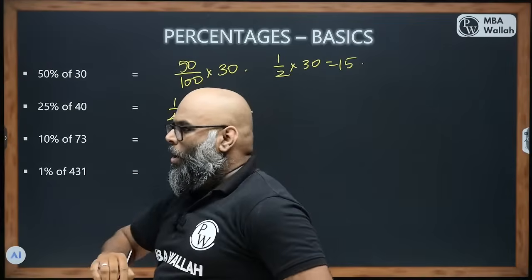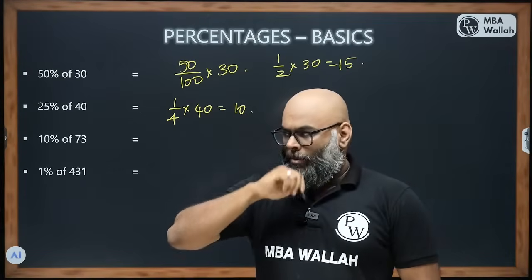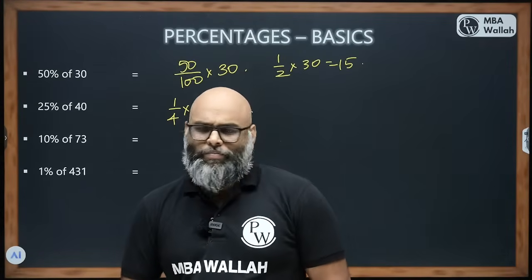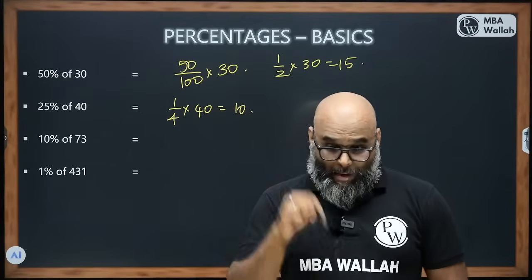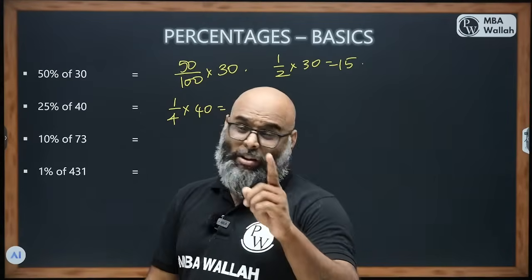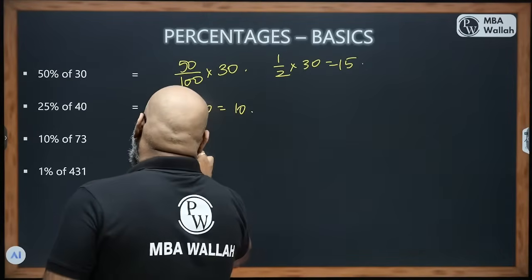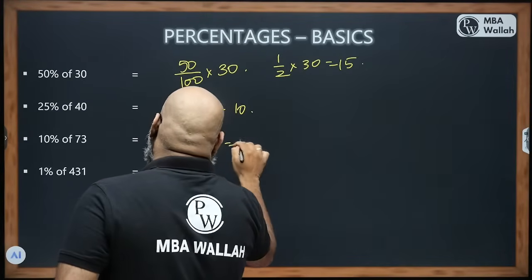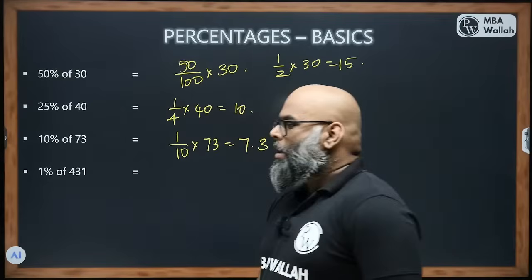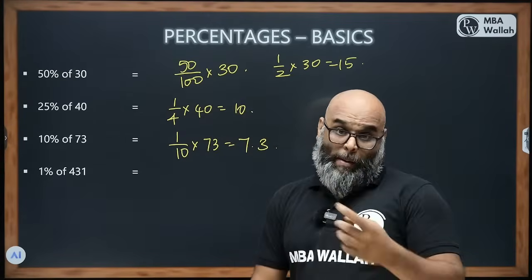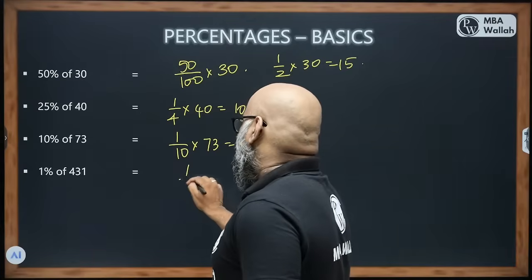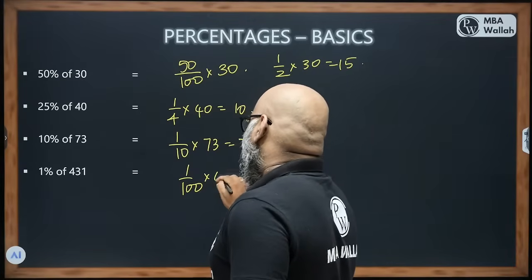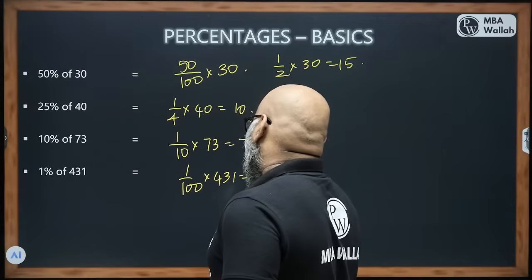Tell me if I am wrong. You look at 10% of 73, your mind immediately says that's 1/10 of a number, and then you say that's 7.3. Whereas when you look at 1% of a number, your mind immediately looked at it as a 100th of a number, which is 4.3.